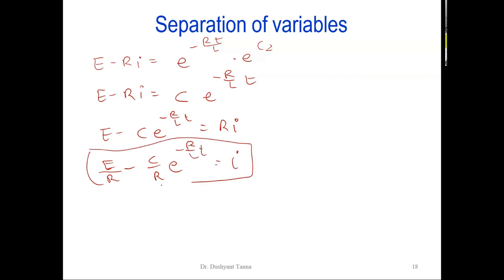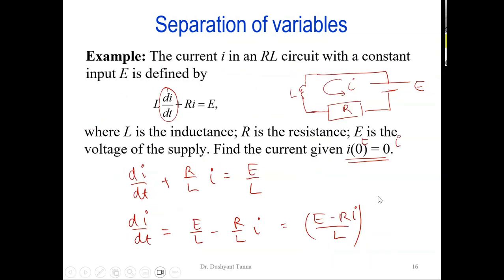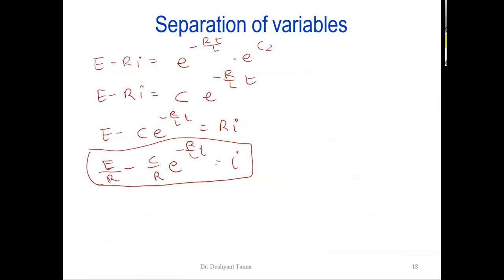This is my relation, or the general solution. I is equal to E over R minus C over R, e raised to R over L t with a negative up front. Now, we are given some particular conditions. What is it? At t is 0, I is 0. Simple condition. Now you will write I of 0 is 0. That means t is 0, I is 0.